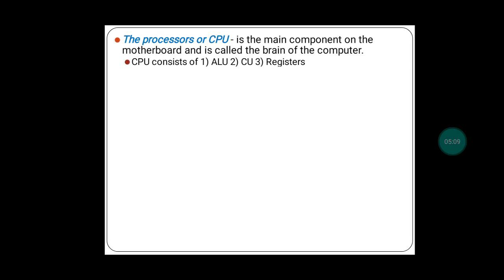What is the work of ALU? As the name suggests, arithmetic and logic unit. It performs arithmetic, in the sense addition, subtraction, multiplication, division, these kinds of operations, and logic, in the sense AND, OR, NOT. Those operations can be performed by this arithmetic and logic unit.